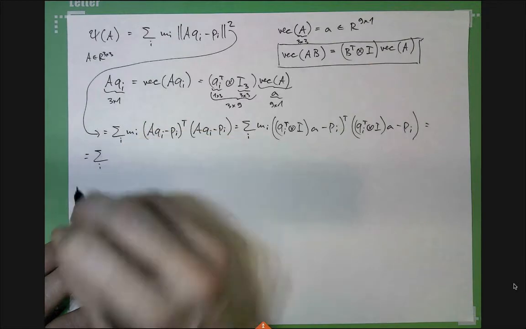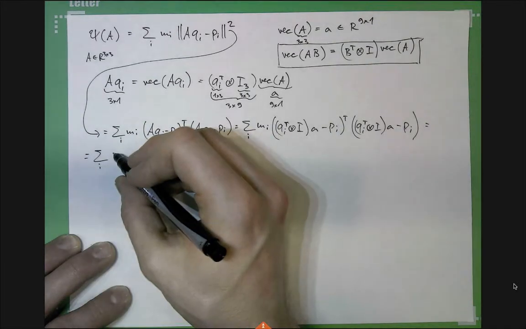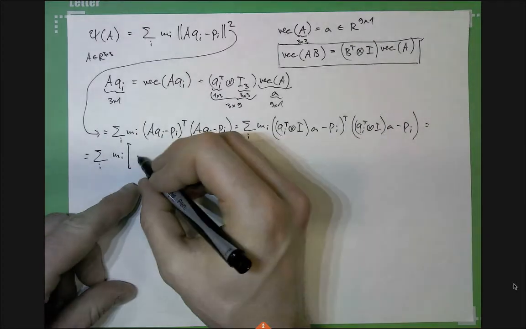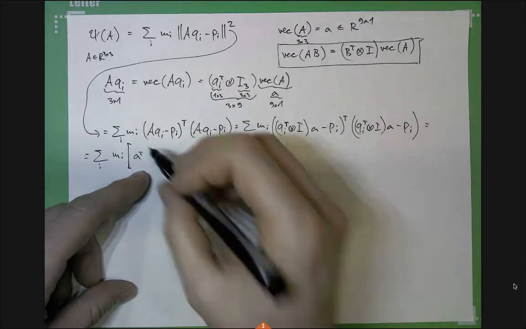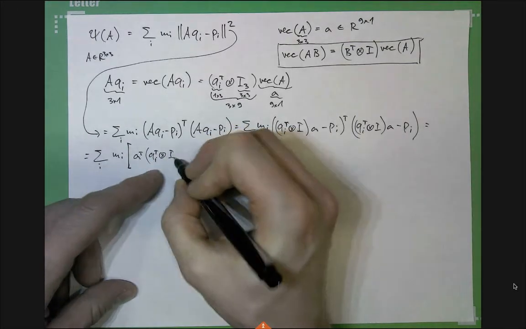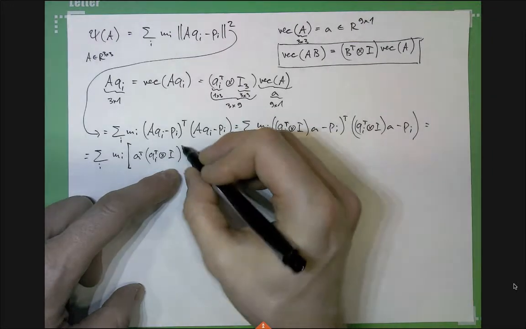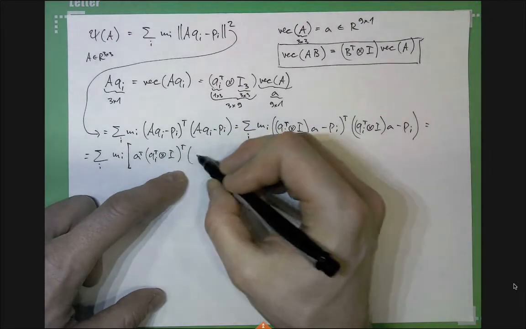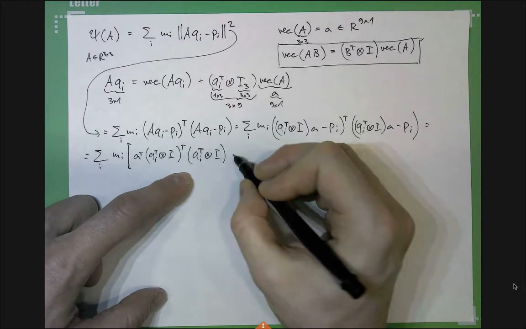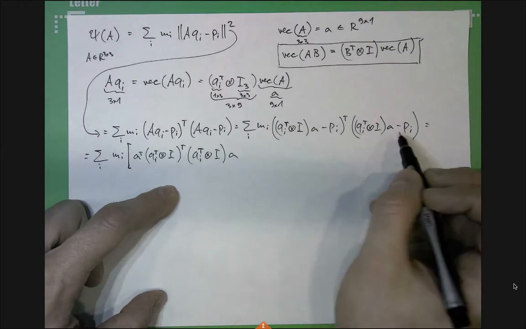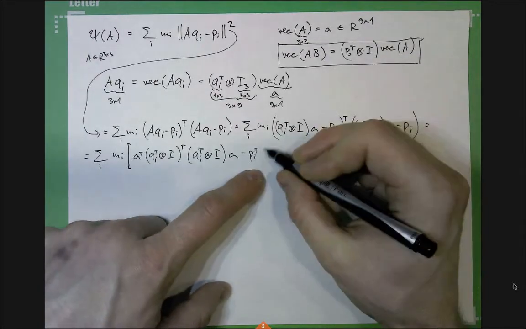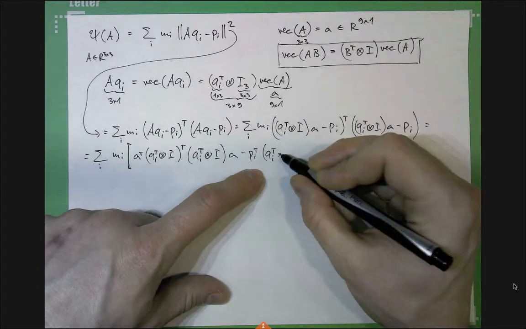What this will give me is this. Let me try to write it neatly. So I will get a transpose. Then I will have to transpose this entire thing. So this is QI transpose Kronecker identity, transposed, times QI transpose Kronecker identity a. That's the quadratic term. Those are these two terms together. Then I have minus PI transpose QI transpose Kronecker identity.